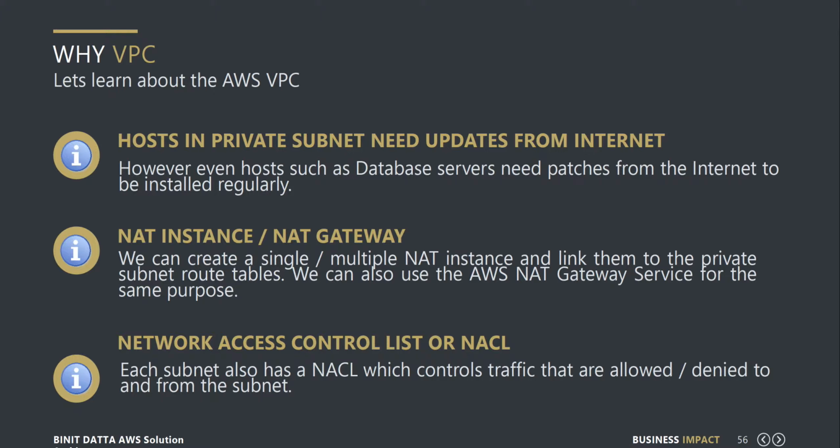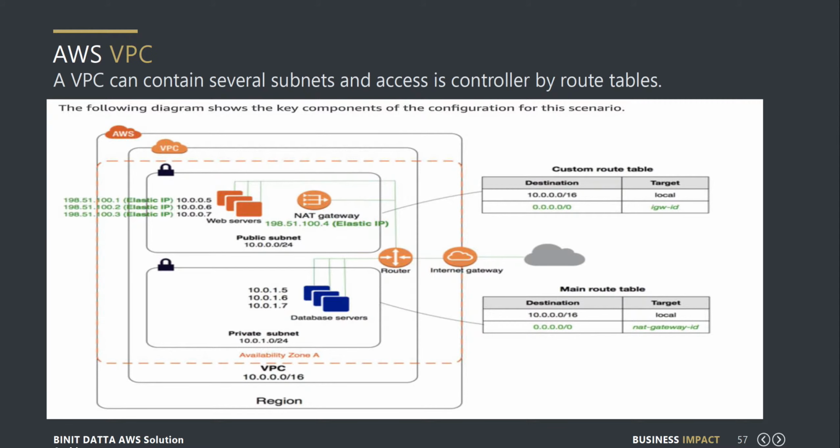Network Access Control List, or NACL. Each subnet also has a security layer called NACL, which controls traffic that is allowed or denied to and from the subnet. There are other security measures that we'll talk about when we discuss EC2 instances, but this is a security layer at the subnet level, right? So again, I kept this for you guys to take a look. We discussed this. We defined each and every component of AWS that makes the AWS networking work, and keep this picture in mind, definitely.